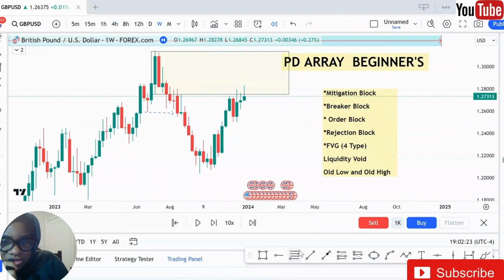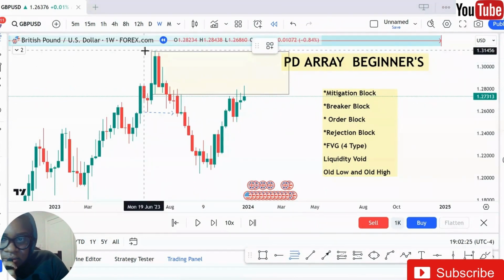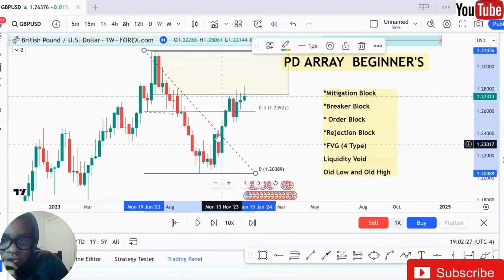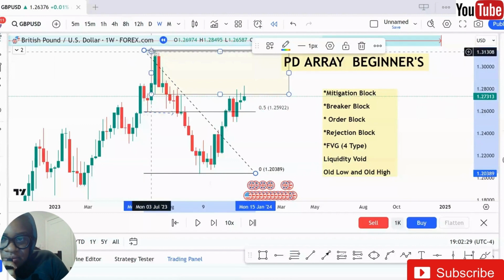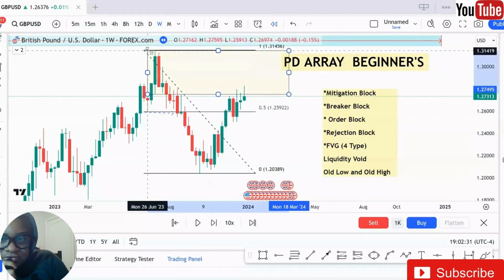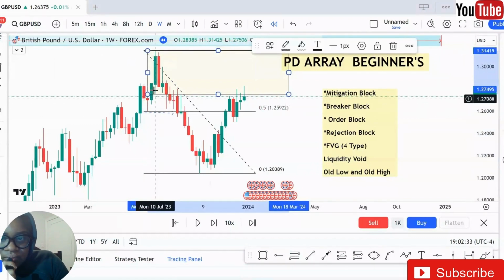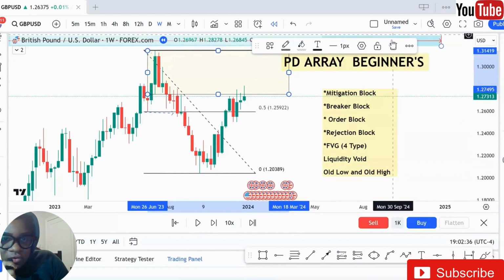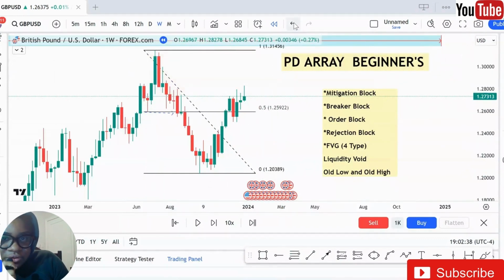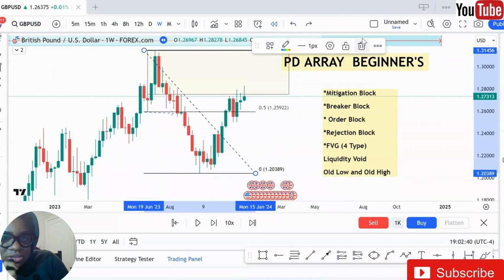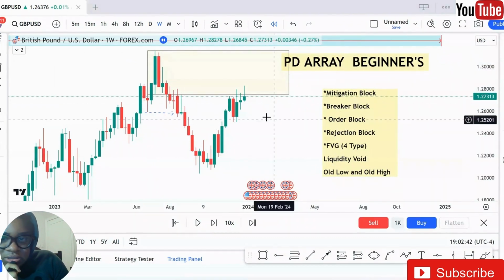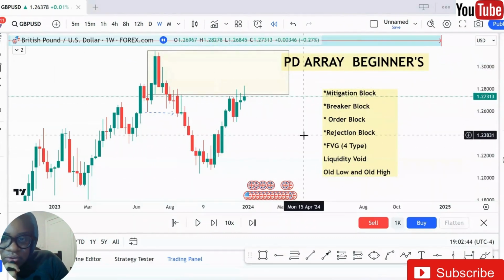I have to use my Fibonacci from the high to the low. Is there a fair value gap in the discount area because of the shift in market structure around here? No. Then what again am I looking for? I am looking for liquidity void. Is there a liquidity void? No. Is there an old low, old high?